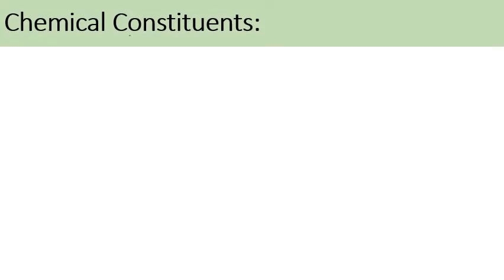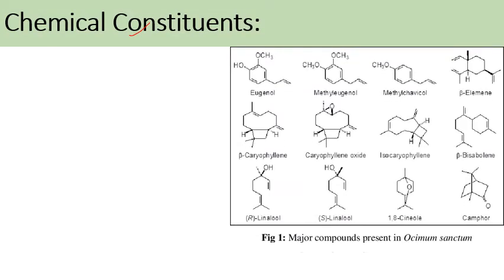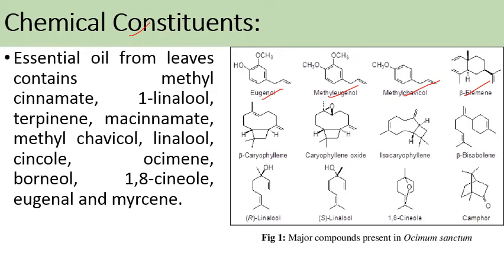Next comes chemical constituents. So it contains plenty of chemicals like we have eugenol, methyl-eugenol, methyl-chavicol, beta-alanine, and other chemicals. So these are the chemicals which form the active principle of this plant. And essential oils from leaves contain methyl cinnamate, then 1-linalool, terpene, then methyl-chavicol, linalool, then ocimene, borneol, 1,8-cineol, eugenol, and myrcene. So these are the chemicals which are present in the essential oil extracted from the leaves of tulsi.